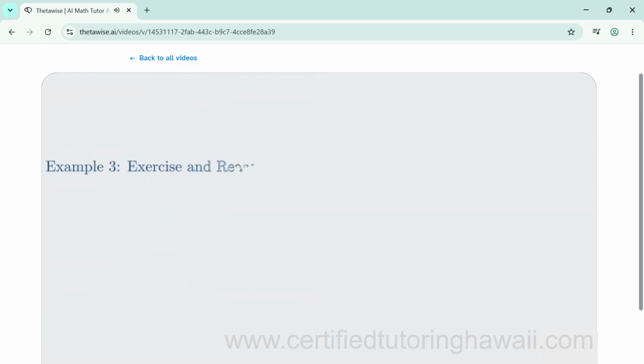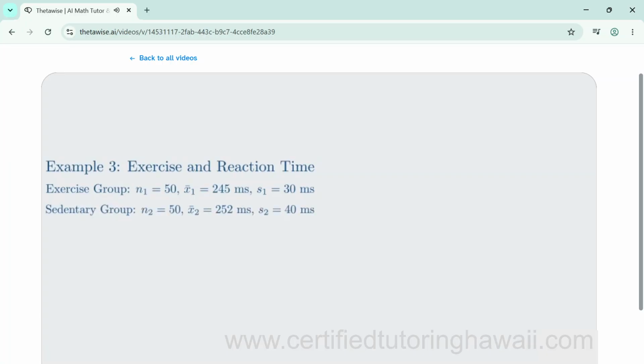Let's tackle a third example to see how this works when the results aren't as clear-cut. This is common in social science research. Suppose a psychologist wants to compare the average reaction time in milliseconds between two groups of participants, one group that just exercised and one that remained sedentary. We want to calculate a 99% confidence interval for the difference in mean reaction times, mu1 minus mu2.